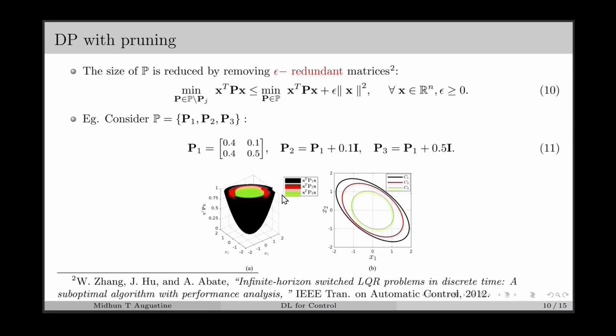And for P1, this cost is in black color, for P2 it is red color, and for P3 it is in green color. Here we can see that as we increase this scaling factor, the chance of a matrix becoming redundant increases, or in other words, the size of this ellipse will decrease. This will also result in an increase in the optimal cost by a factor of epsilon times the norm of x squared. These are some of the ideas which we can use for reducing the computational complexity.